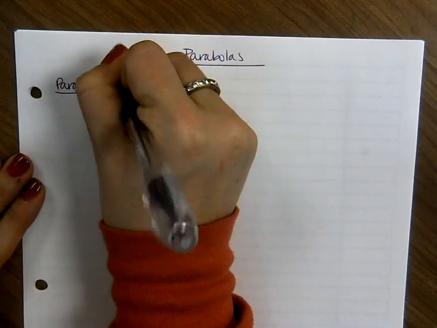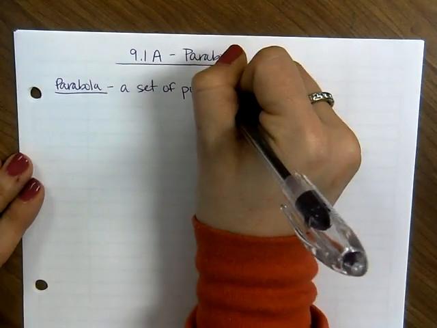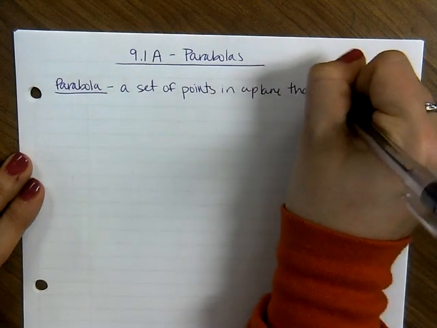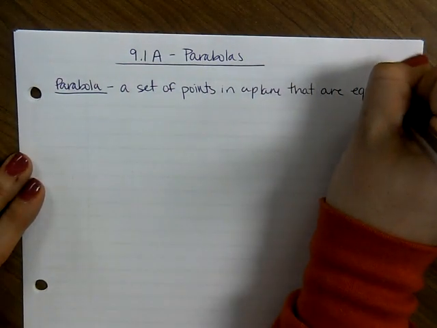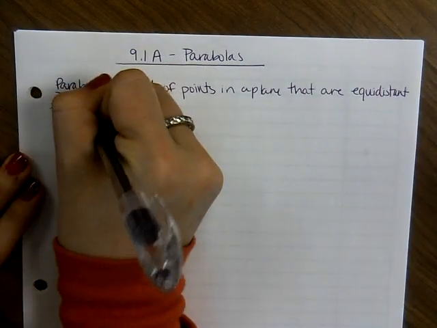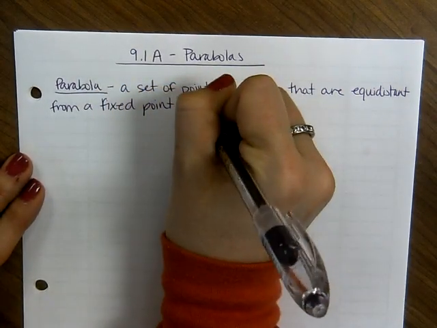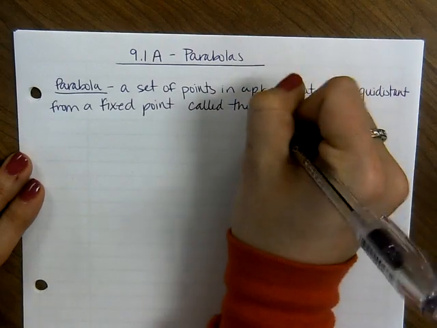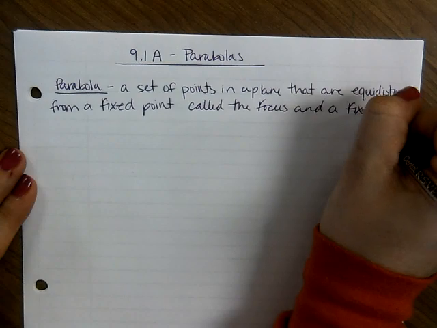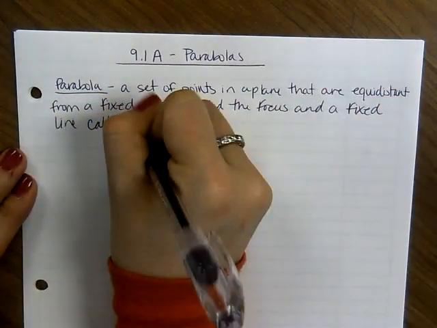A parabola is a set of points in a plane that are equidistant from a fixed point called the focus and a fixed line called the directrix.